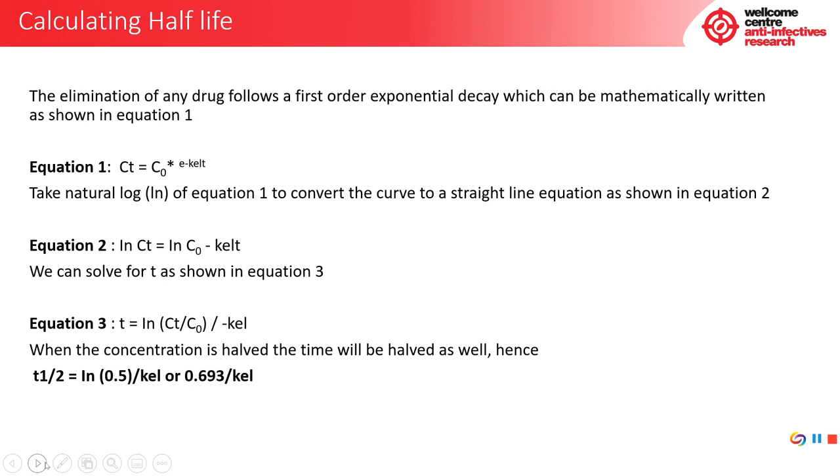We can solve for t as shown in equation 3, where t is the natural log of Ct divided by C0, divided by the rate of elimination. When the concentration is half, the time will be the half-life. So hence the half-life is the natural log of 0.5 divided by the rate, or minus 0.693 over KEL.